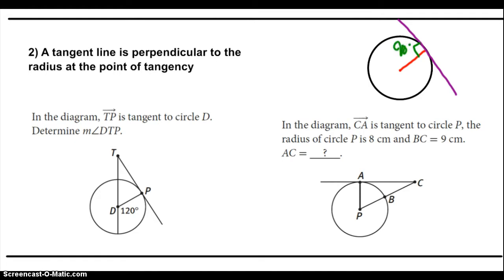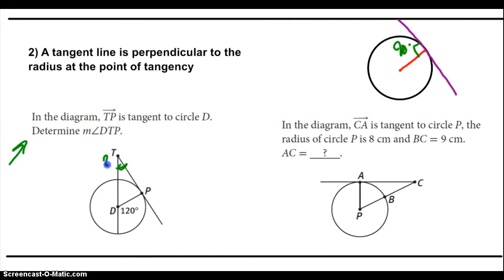If you think you can understand that, go ahead and try the next two problems. Otherwise, keep watching. In the diagram, ray TP is tangent to circle D. Determine the measure of angle DTP. So they want to know what this is.